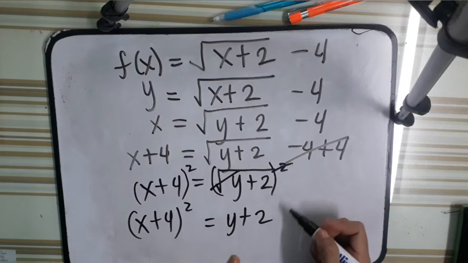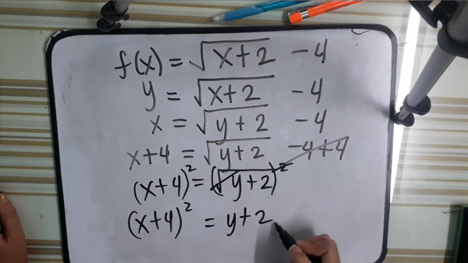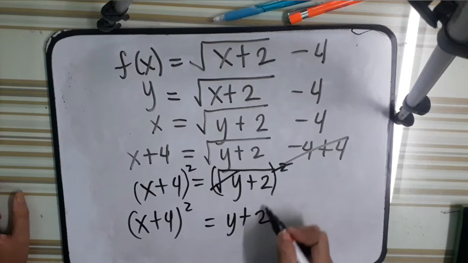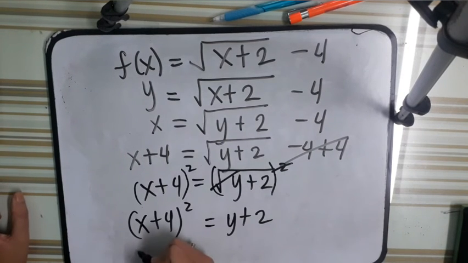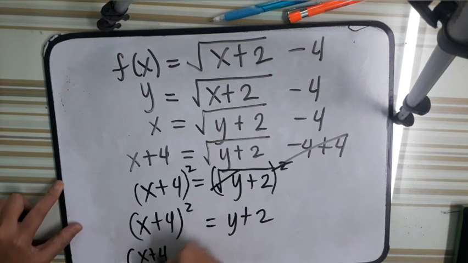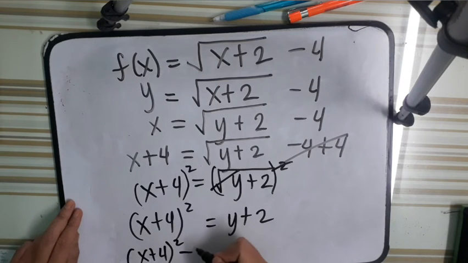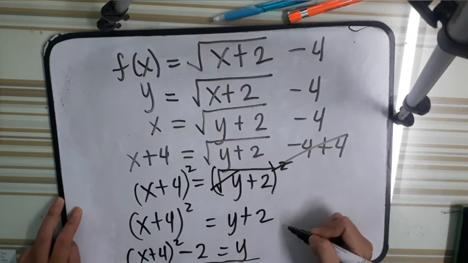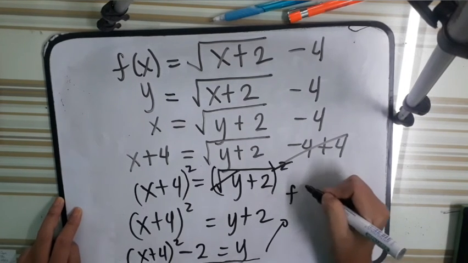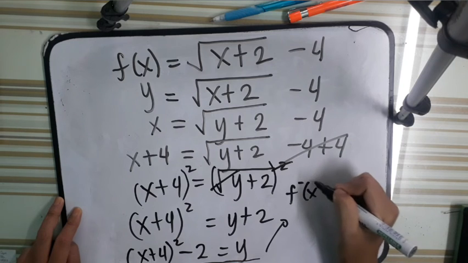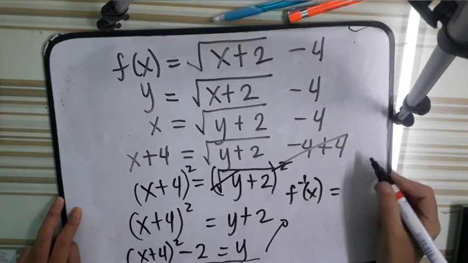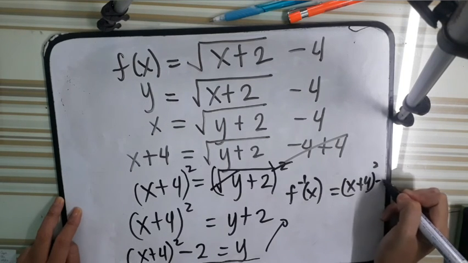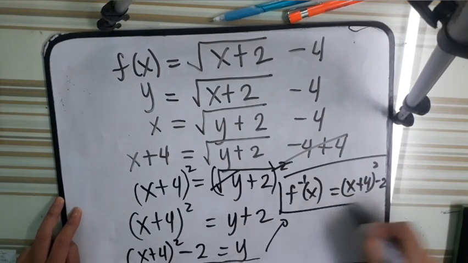So now, let's isolate again the value of y. So since we have a positive 2 here, we need to subtract 2 on the other side of the equation, or simply move it on the other side of the equation. So we have x plus 4 raised to 2 minus 2 is equal to y. Then let's rewrite it into the inverse form. So we have f, the inverse of x, is equal to x plus 4 raised to 2 minus 2. That is our final answer.